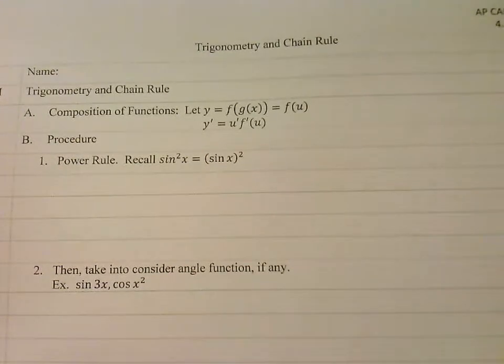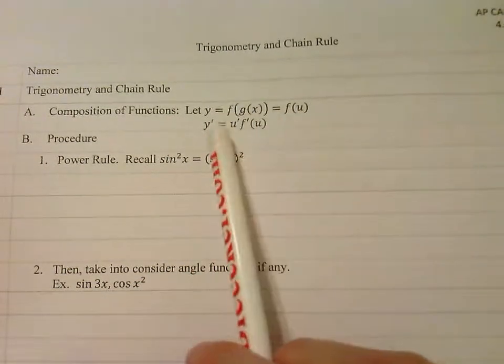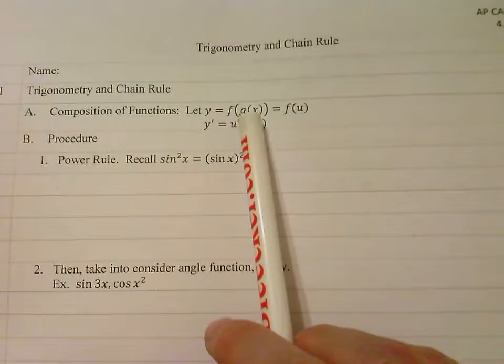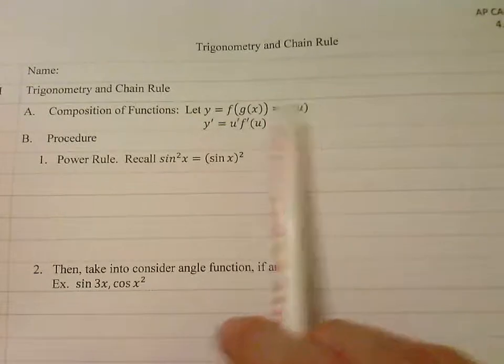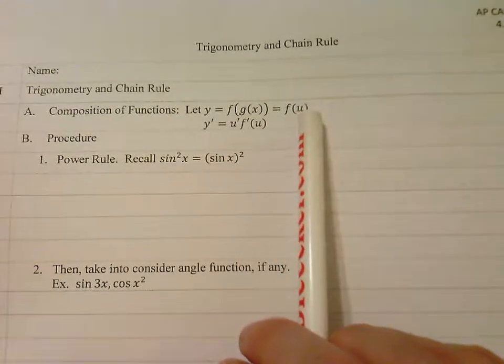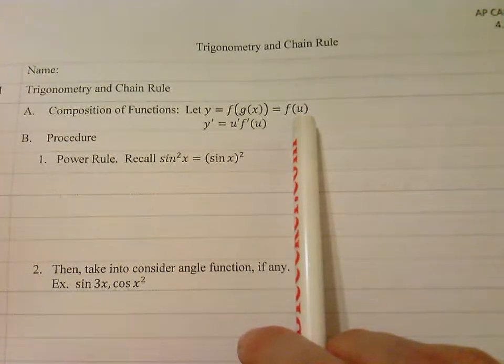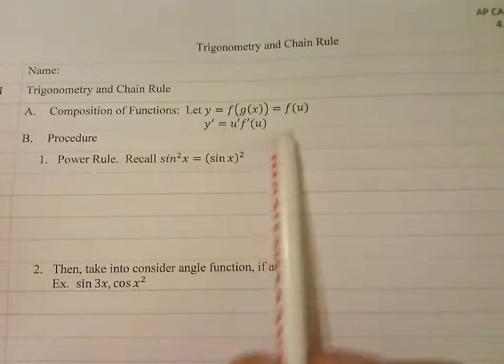So here's just a little review of the chain rule. It's a composition function. So this is just pretty much saying that u equals g of x. If we're looking for the derivative of this function, you're going to find the derivative of whatever is inside the parentheses and then multiply by the derivative of f of u. Okay, that's what we're going to be doing.